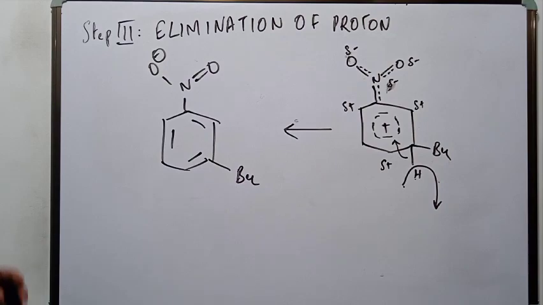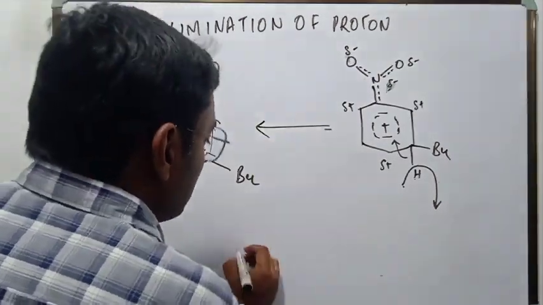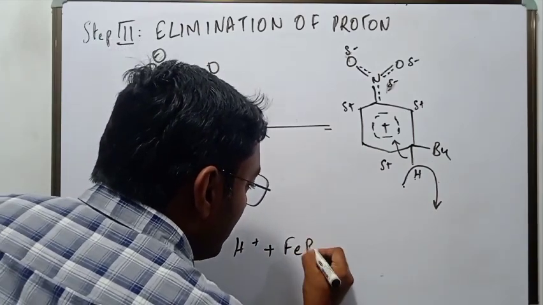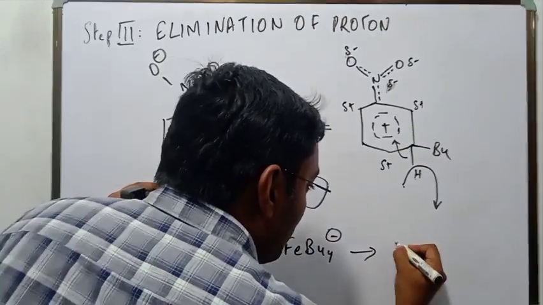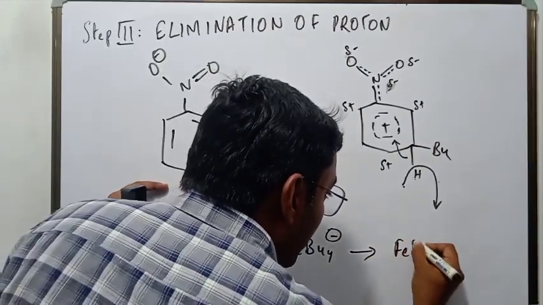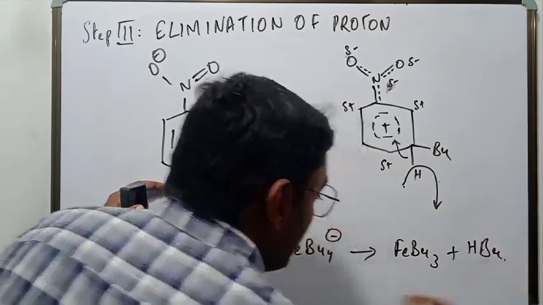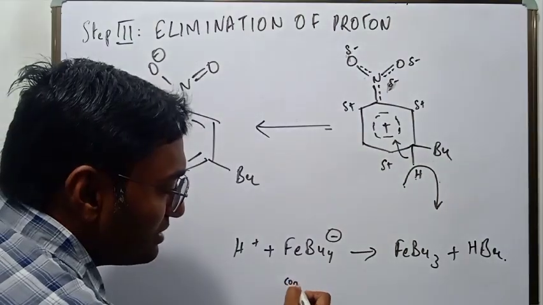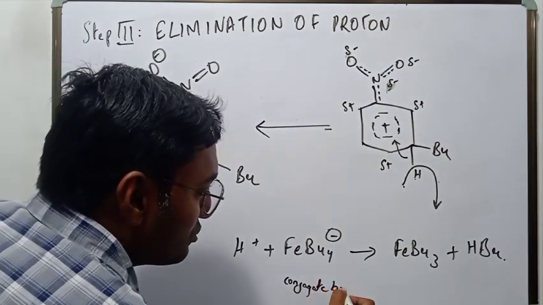When H goes from here, the H plus that has gone from here, it will react with FeBr4 minus, and what will form? FeBr3 and HBr. This is the conjugate base. This is the conjugate base of the Lewis acid. It acts as conjugate base of Lewis acid.